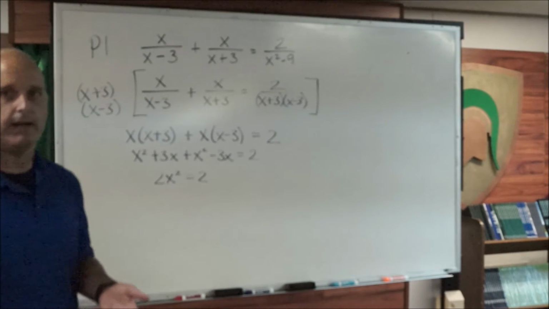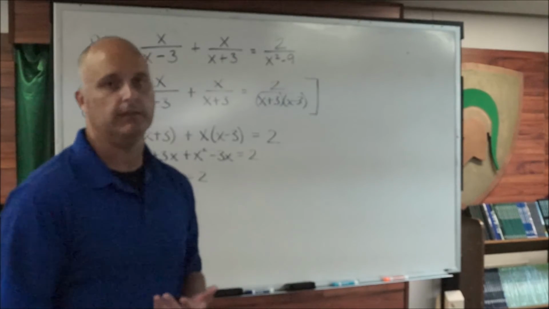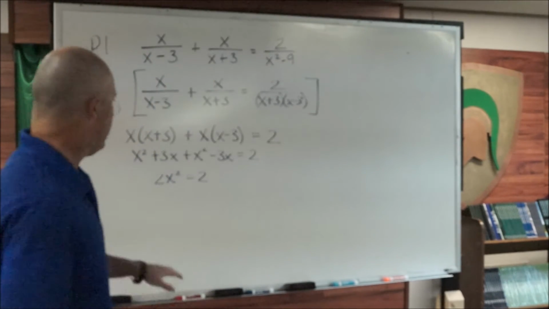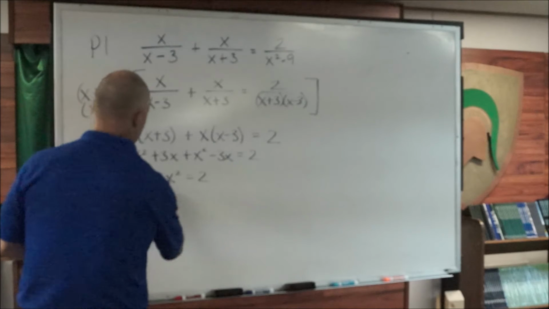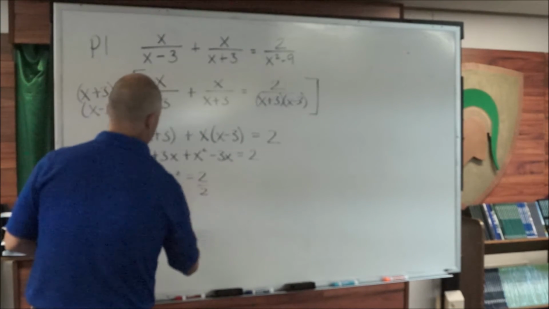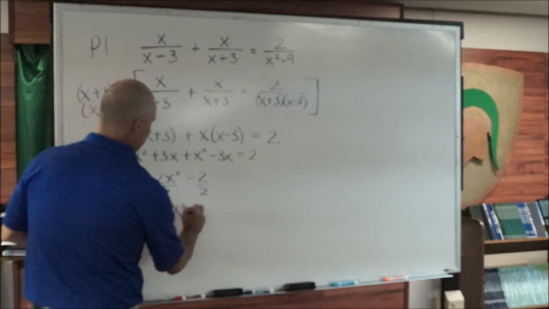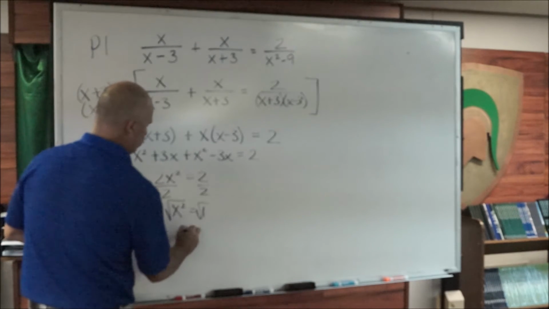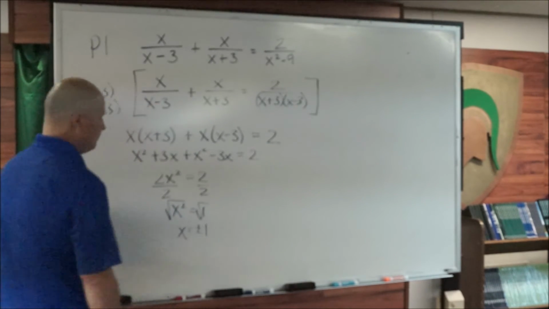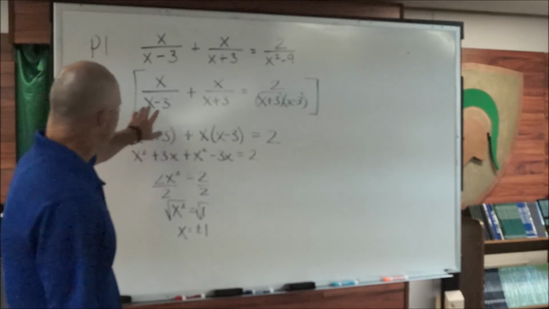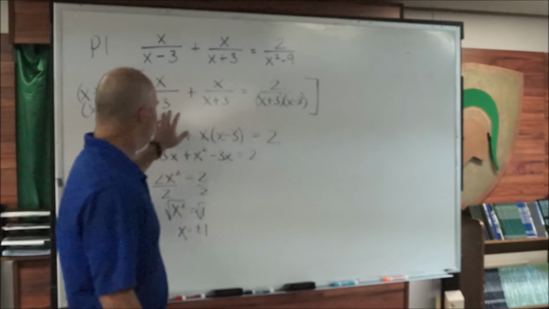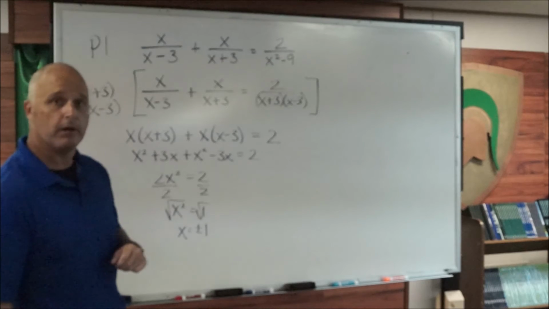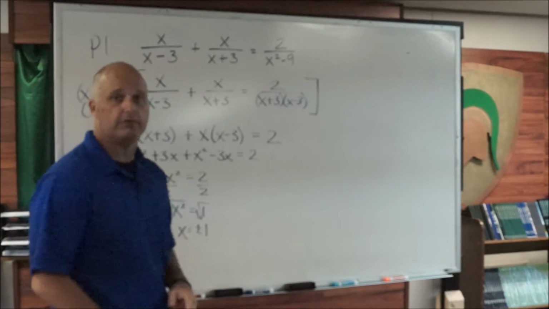So now I've just got ax squared is equal to c. So divide out the a value, or divide out the coefficient. So we divide out by 2. And then we've got x squared equals 1. Take the square root of both sides. So x is equal to plus or minus 1. And we can see that we don't have any restrictions of plus or minus 1 on our denominator, so both of these solutions will be correct.